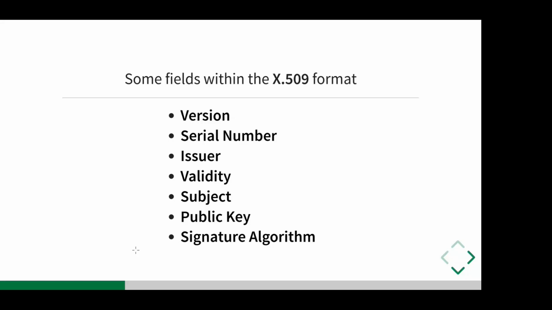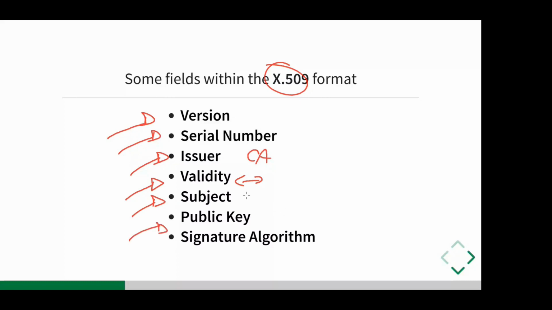You have a version field, which represents the version of the protocol used in the certificate, and a serial number, which uniquely identifies the certificate among all the possible certificates. Then you have the issuer, which is the CA identifier: who issued and signed this certificate. Then you have the validity, the period in which it is valid. You have the subject, which is the entity associated to the public key contained in the certificate. You have the public key. So the certificate creates a binding between those two entities.